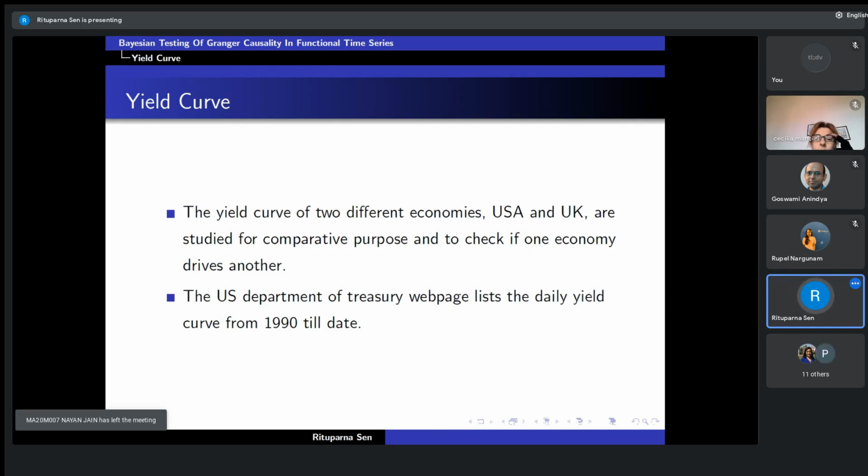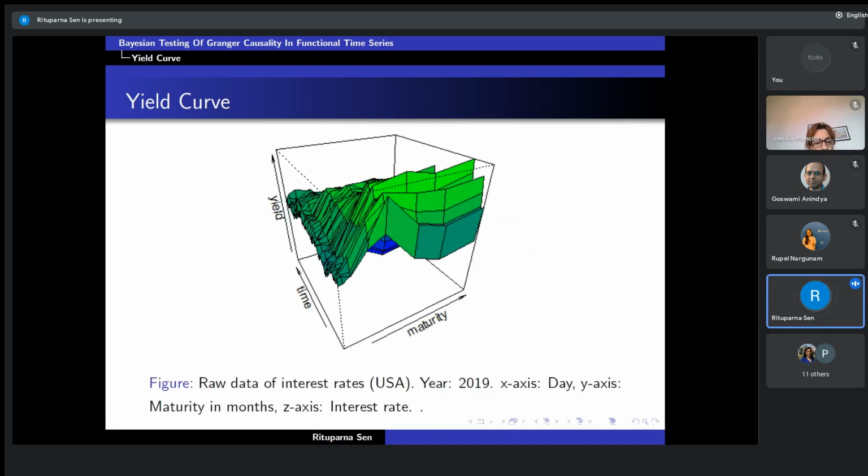So that is the data set that we've considered. And both of these data sets are available freely, publicly. So just to show you how the data looks, this is the raw data of US interest rates. On the x-axis is the maturity, and on the y-axis is the time. So those are the different days, and the z is the yield, the observation. So the interest rate itself.